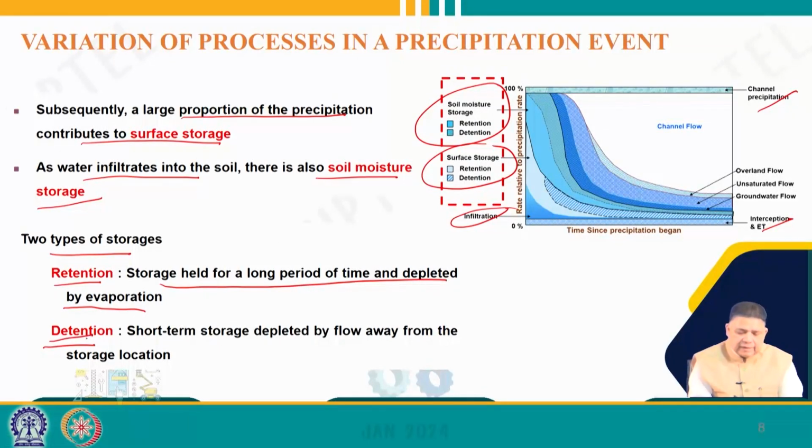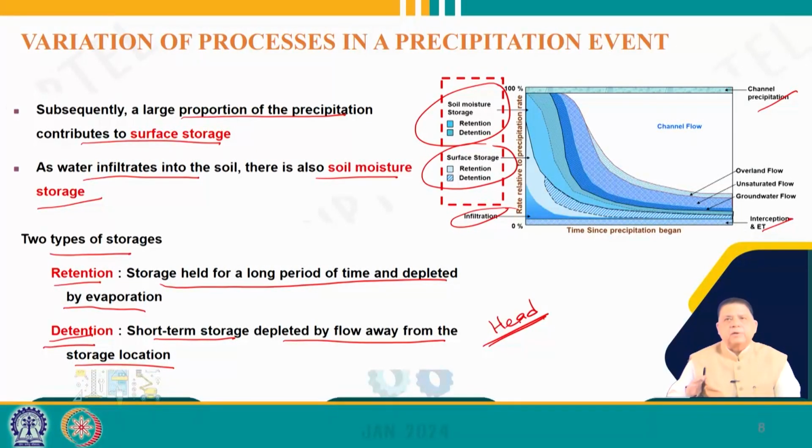The next one is detention, which is a short term storage depleted by flow away from the storage location. Basically, as we know, for any flow to take place, we require head. So, the water which is required to build the head for flow to start taking place, that storage is referred to as detention. So, it is a short term storage which is depleted by flow away from the storage location. Of course, when head has been built and if inflow stops, then obviously it will deplete slowly in the form of overland flow.